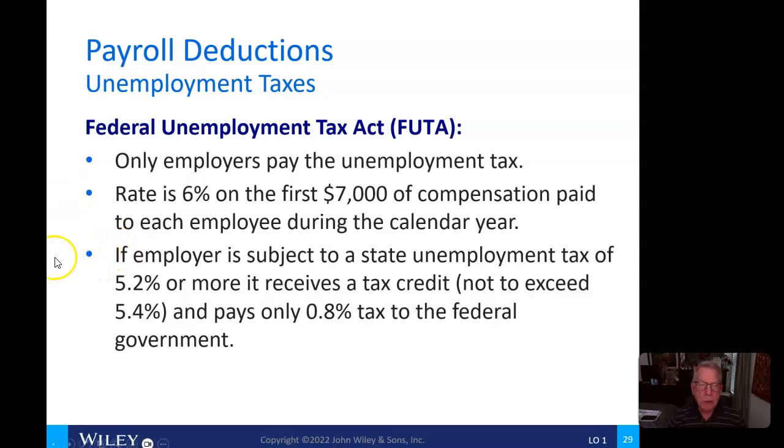Now, if the employer is subject to state unemployment tax, which of course it is in California, the employer can deduct 5.2% or more. It receives a tax credit not to exceed 5.4% and only pays a 0.8% tax to the federal government. So watch your arithmetic here a little bit. If we use a decimal, move your decimal point 2 places left. So this would be 0.008, a small amount. Okay.